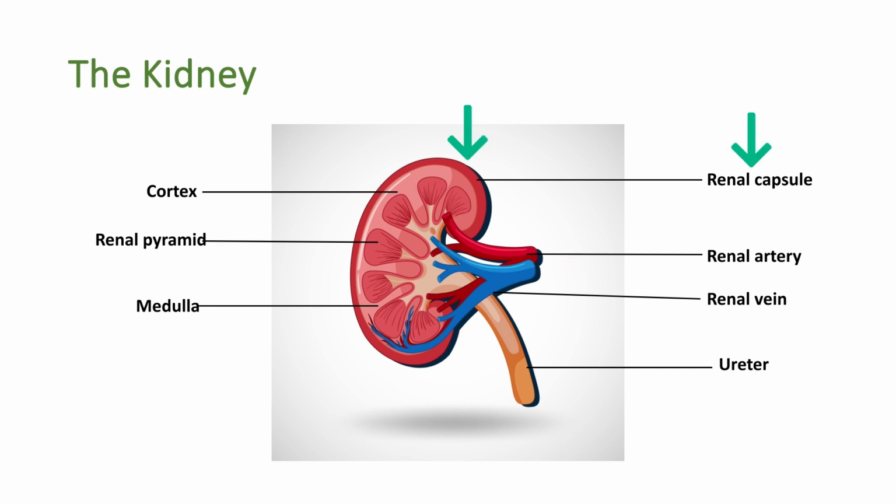The outer membrane of the kidney is called the renal capsule. The area directly after the renal capsule is the cortex. After the cortex is a region called the medulla. Once the urine is created, it leaves the kidney via the ureter.